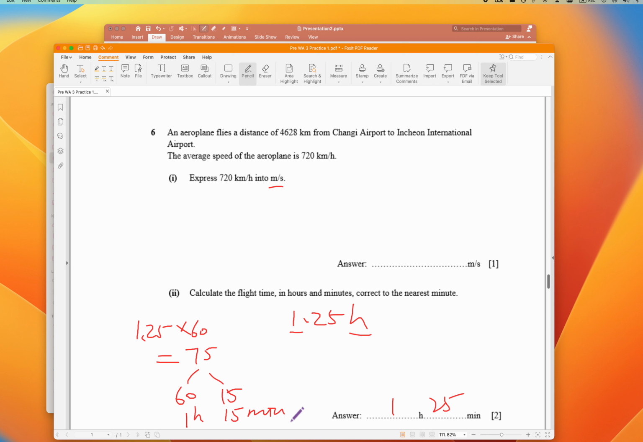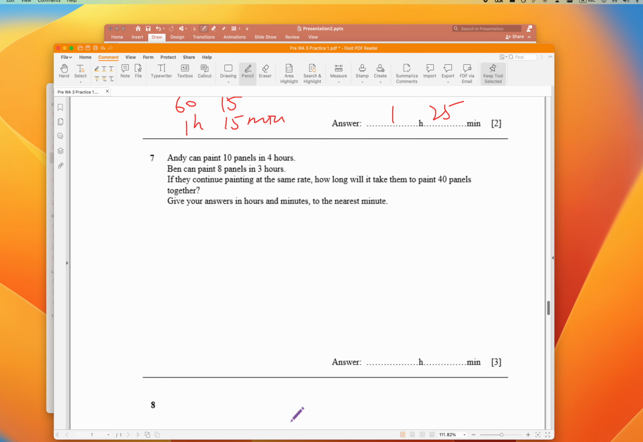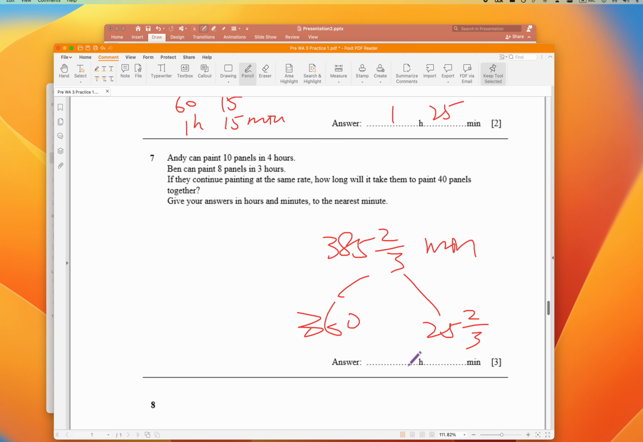No, it's 25 and 2/3. That's how you split this number, right? So what 25 minutes are you talking about? You are telling me you have 385 and 2/3, right? This is in minute, right? Then how do you split? 360 minutes and then 25 and 2/3, right? Why do you go and ignore the 2/3? Because I don't know where to put the 2/3. You don't know how to put 2/3? Because you cannot put 25 and 2/3 minutes.